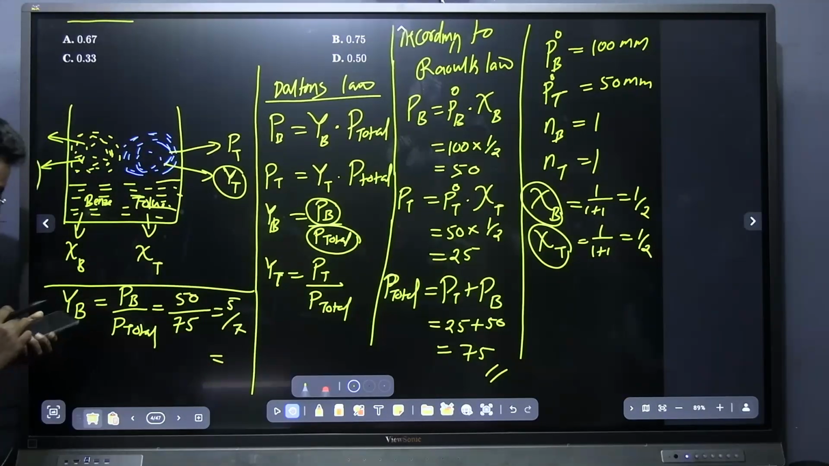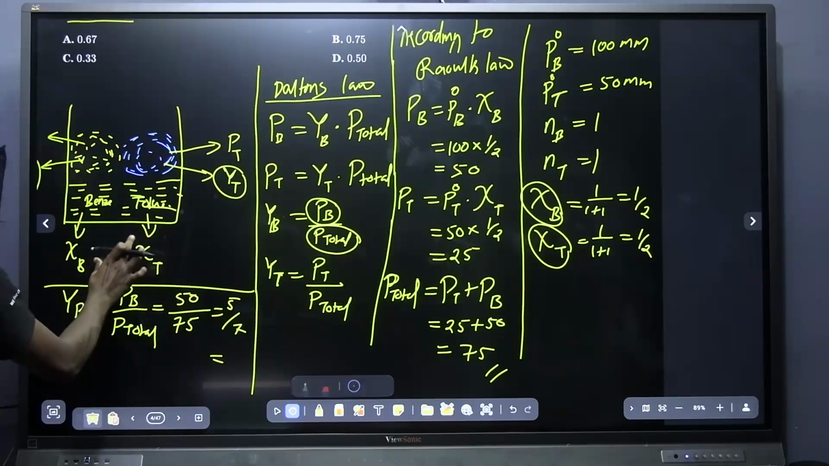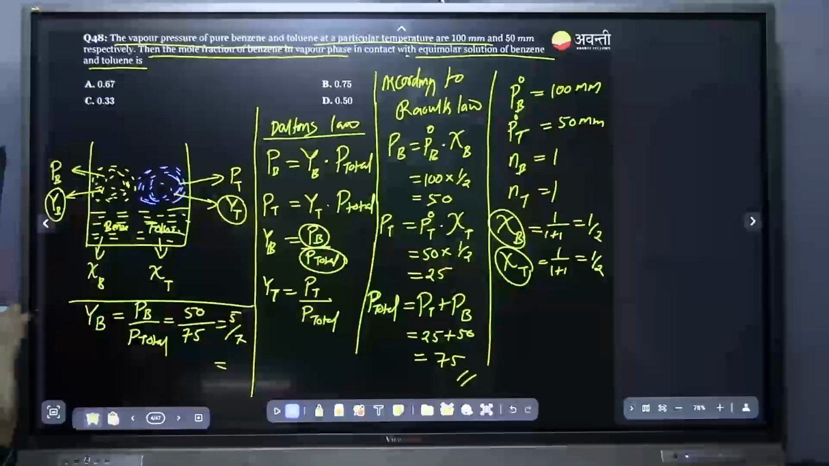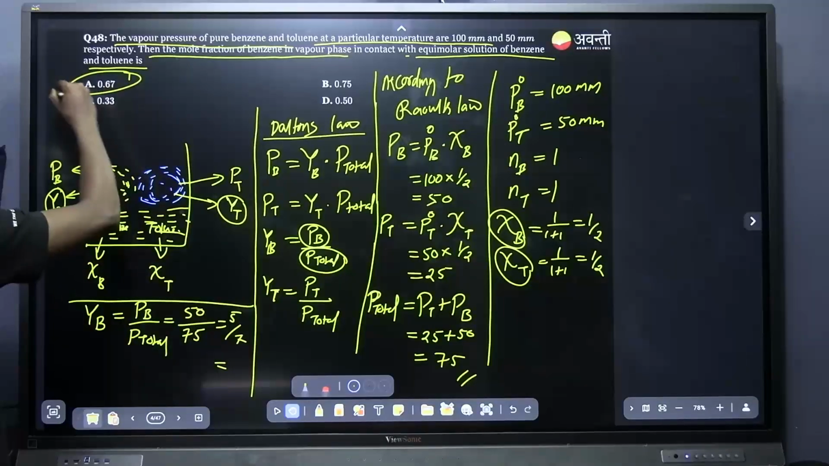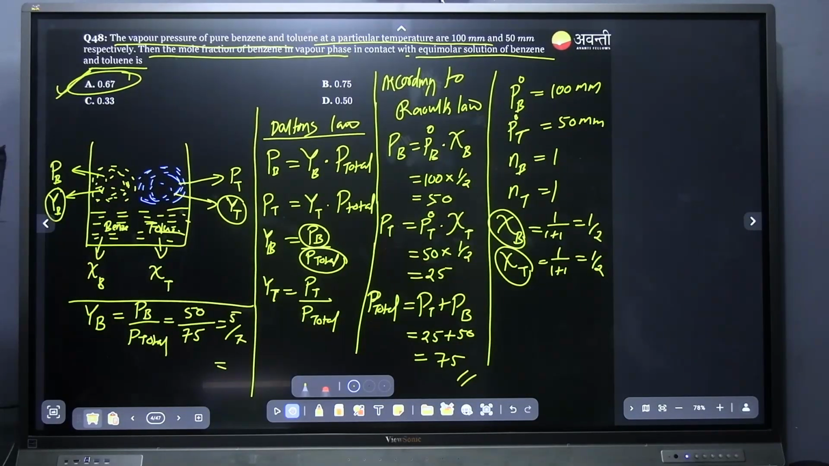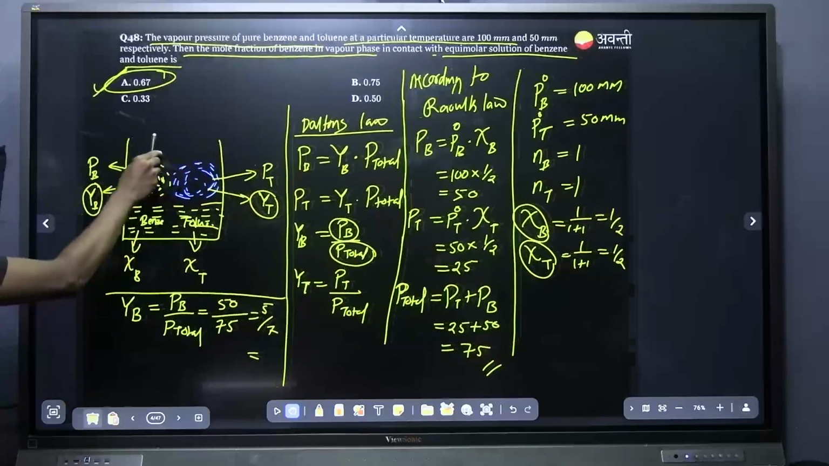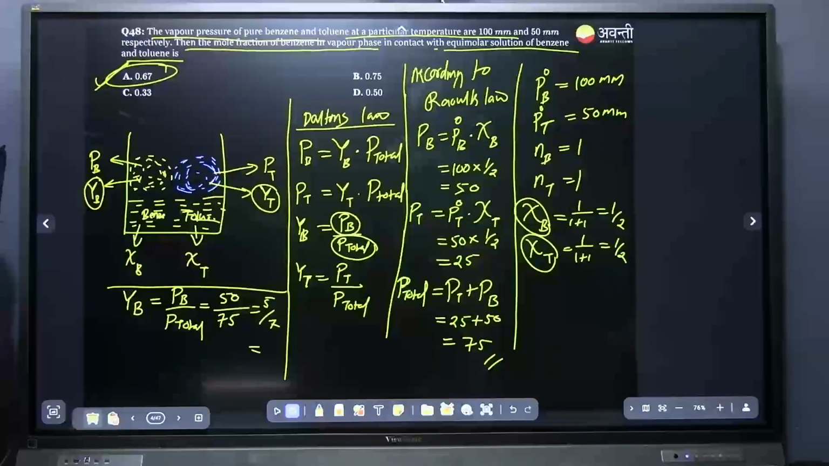What is the value of 5 by 7? What is the answer, guys? 0.67 is the answer, right? Have you understood this question? It's a little bit lengthier question, but all the concepts we know already. Is it clear, everyone? It's a very important, very good question.